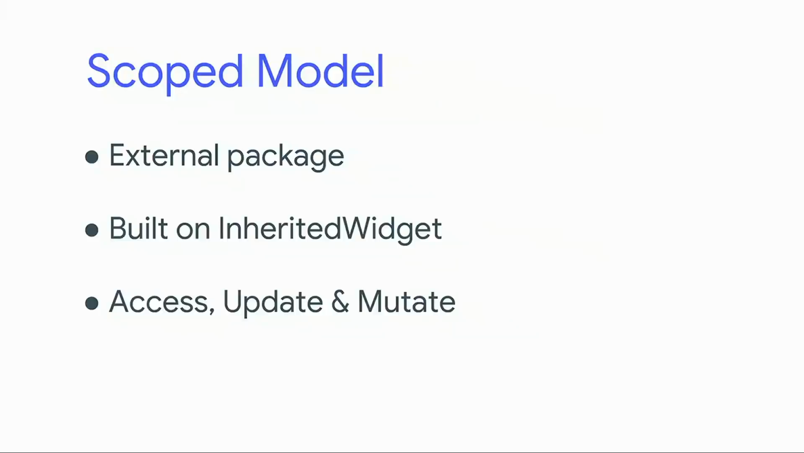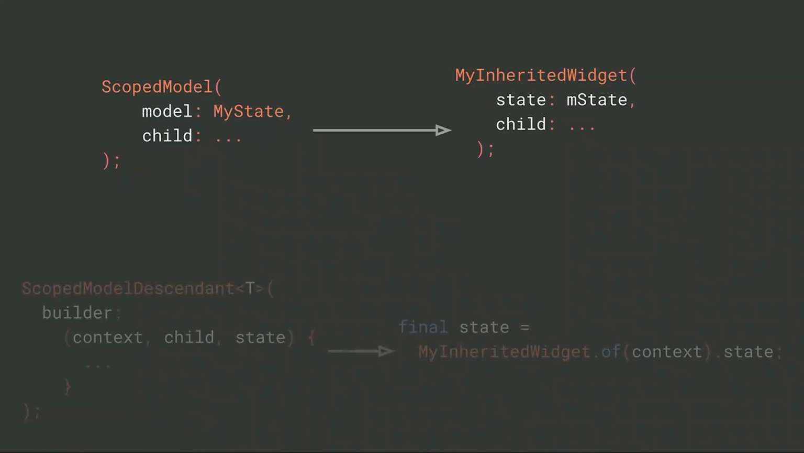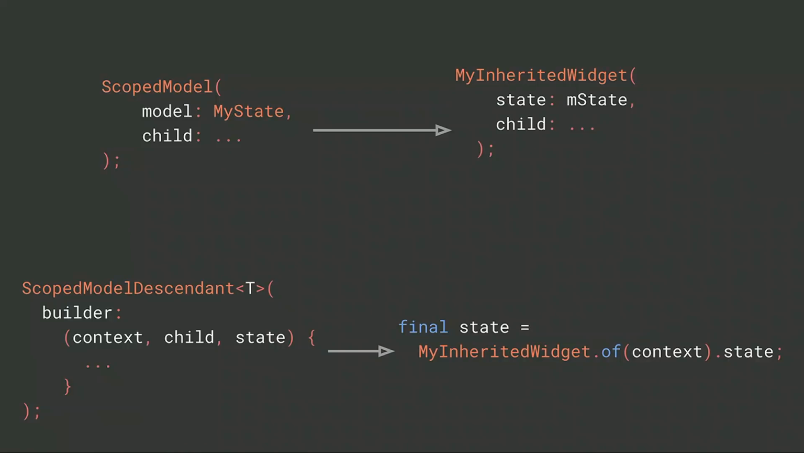So what we're going to do is look at a library called scope model. And scope model is an external package. It's built on top of InheritedWidget. And importantly, it gives us a more fine-grained way of rebuilding parts of our tree. And it allows us to mutate state as well. So looking at code real quick, scope model equates to my inherited widget. And we have what's called a descendant, which gives us access to the state.